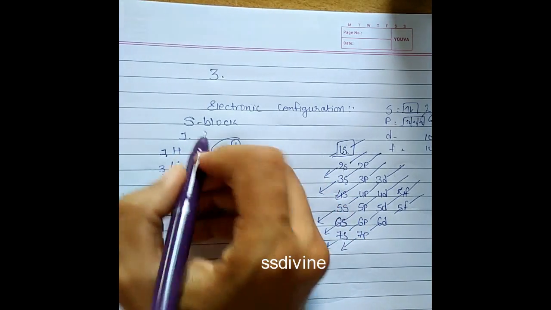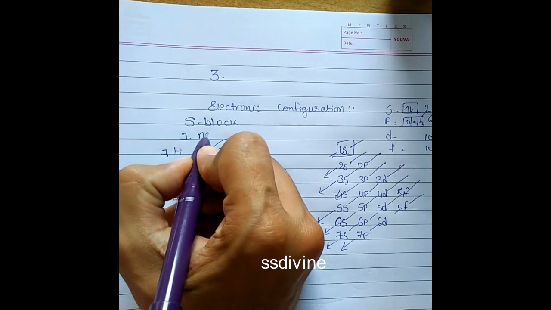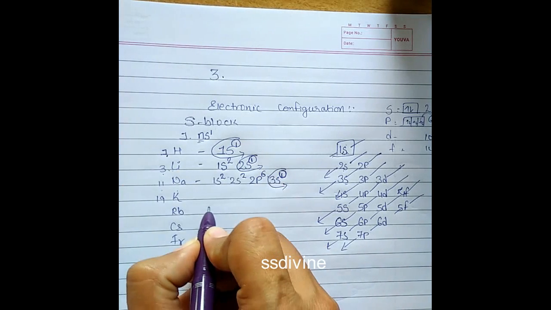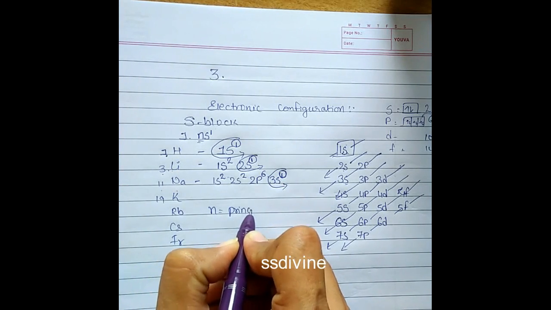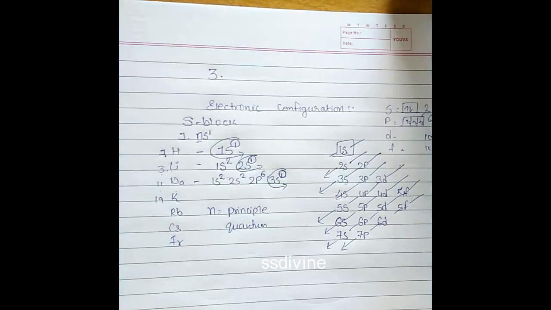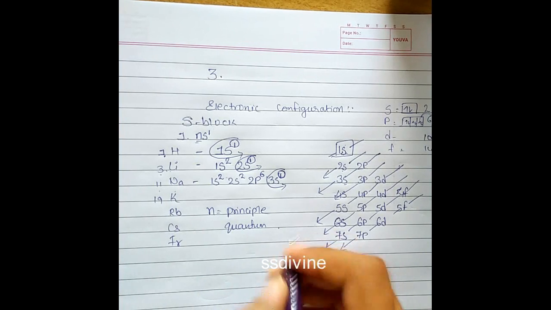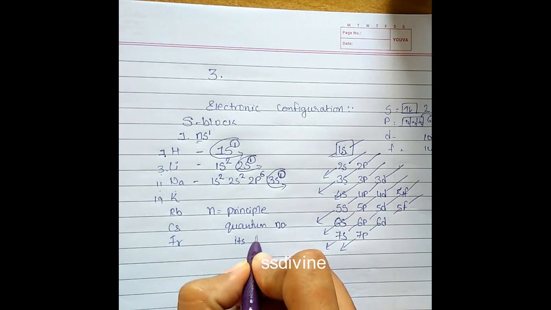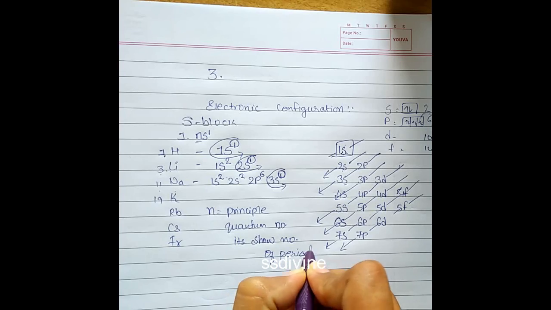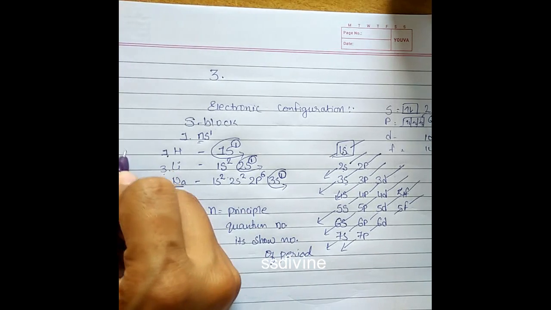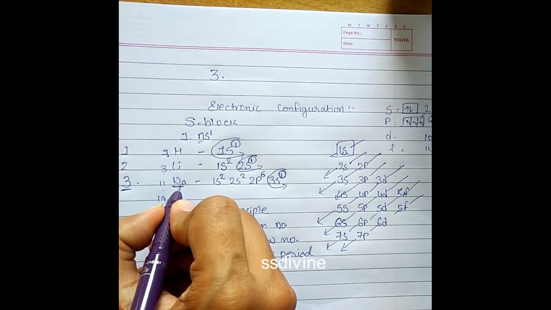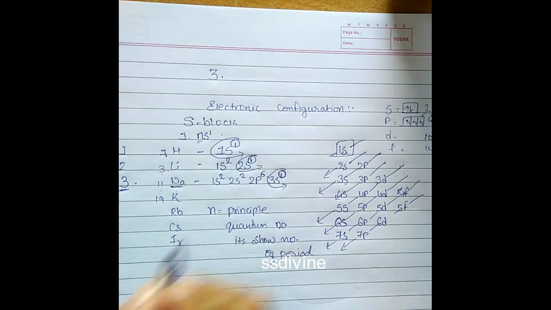So group 1, s block group 1, the common electronic configuration is ns1, where n is your principal quantum number and it shows the number of the period, right? For example, if I am talking about sodium, sodium is belonging to third period. This is the first, second and third period. So the electronic configuration of sodium is 3s1, right?